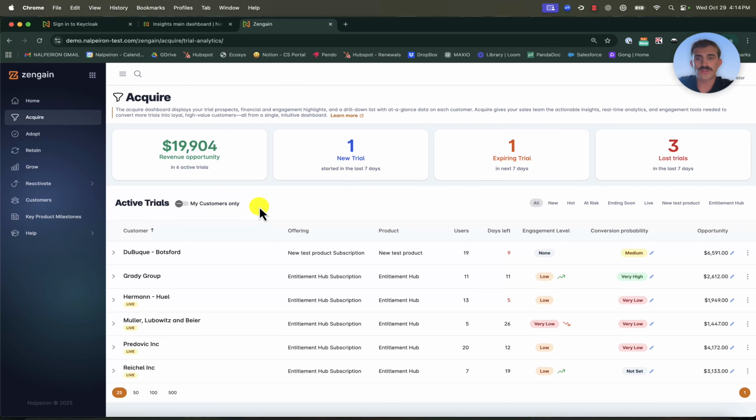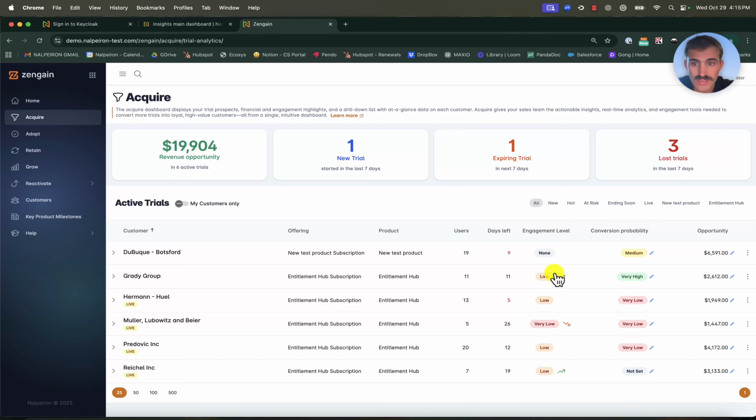This is all of our trials that are currently going on, and this view gives us a snapshot of every single one of them. Now we want to identify low engagement accounts. Once we're in the active trials tab, we'll want to look for accounts with low engagement by seeking out flat or downwards trend lines and a low conversion probability. When you see these three together, that's usually a stalled trial.